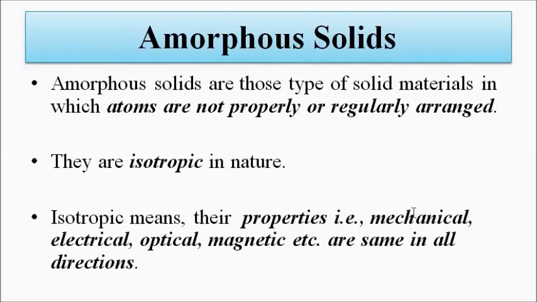It means that if you pick up any amorphous solid, each and every point and each and every surface area of that solid will behave in the same way if we look at the various characteristic features, be it the mechanical characteristics, the electrical properties, the optical properties, the magnetic properties, whatever. They will behave in the same way throughout each and every point of that solid. Every inch of that solid will behave in the same way.